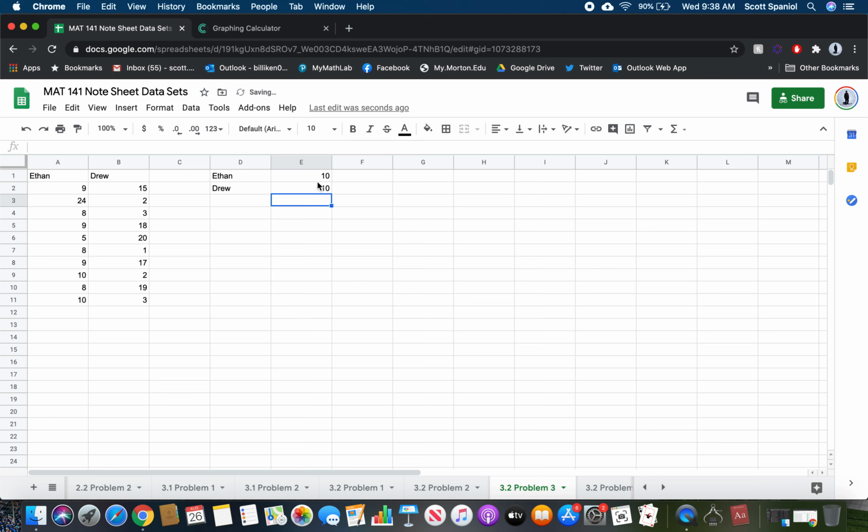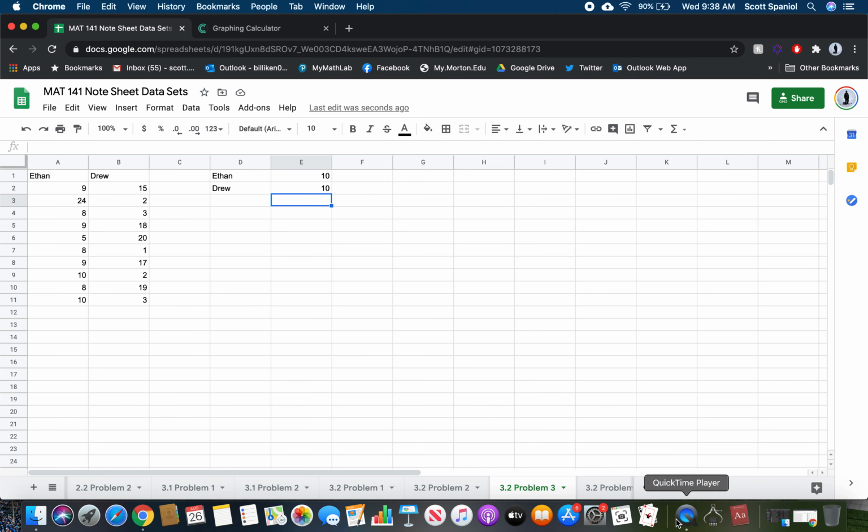Oh, and they have exactly the same average. Okay, so that's one thing to notice here. And now let's do the range of both. So to do the range, for both of these I got 10. I just do the largest value minus the smallest value.